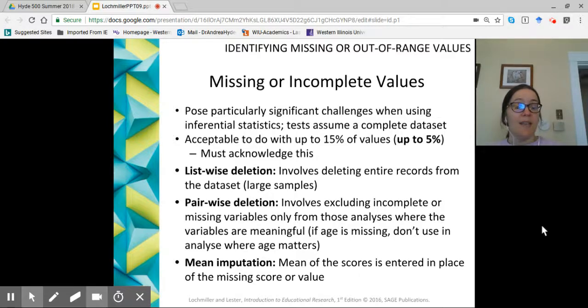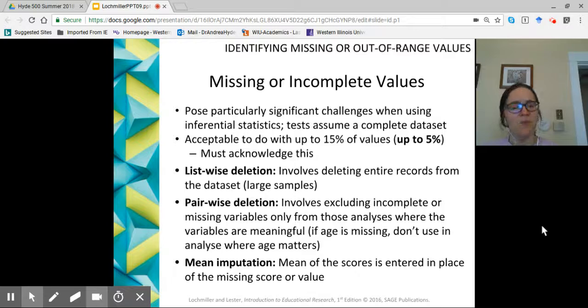So what do you do then? How do you go about working with incomplete data? You can start deleting some participants. You can delete entire records from the data set, and if you have large samples, you could do that. So if I had lots of incomplete data, maybe they would just say, well, we just can't use you as a participant anymore. Or you can do pairwise deletion. So you're excluding incomplete or missing variables just from the analysis where the variables are meaningful. So if age is missing, you don't use that in analysis where you're making a statement about age.